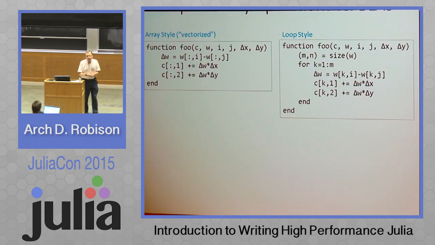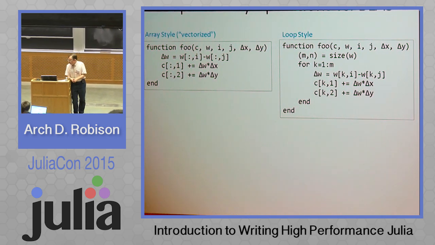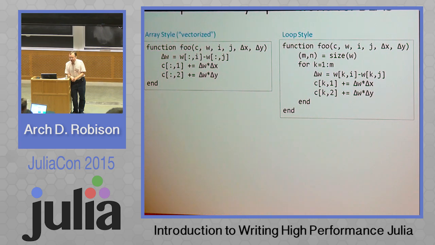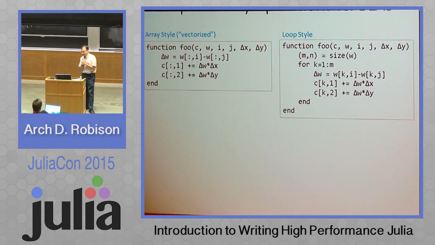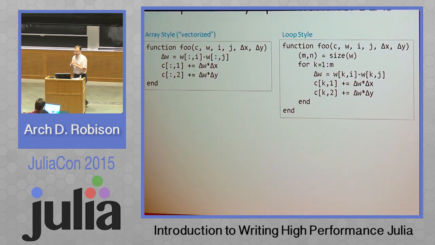So it's often a question of what style to write Julia in. And unfortunately, this is where I have to apologize for the language. The state of the language right now is the loop style tends to run faster than the array style. I certainly hope to see the gap closed in the long term. On the left here, I show the array style for a kernel, and on the right, there's the loop style.